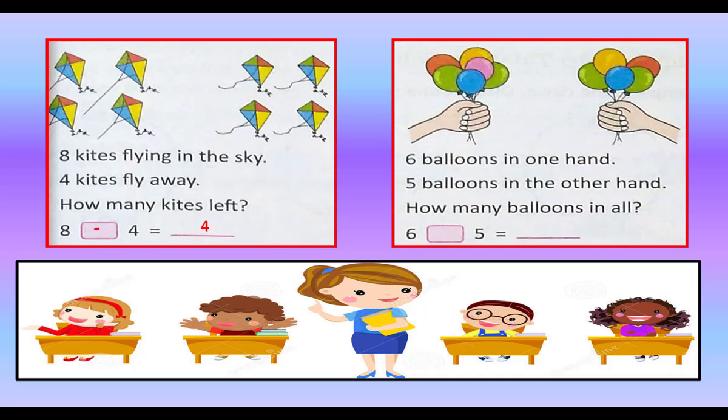Now look at this example. There are 6 balloons in one hand, 5 balloons in the other hand. How many balloons in all? You have to decide whether you have to add or subtract. The word in all means you have to add. 6 plus 5 is equal to 11.